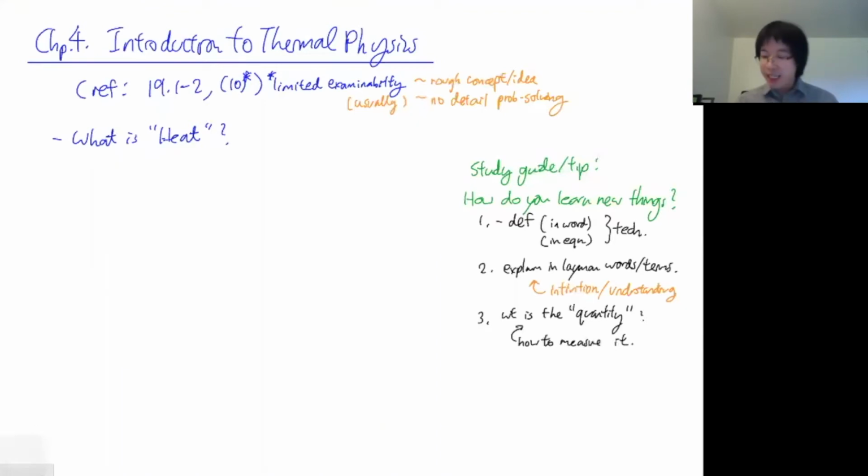Let's say now you know what heat is. The next question is, how do you measure it? Because if you know what something is and you can't measure it, your life is not better off in any way. You might as well not know what it is. So this is the experimental and scientific side of things.